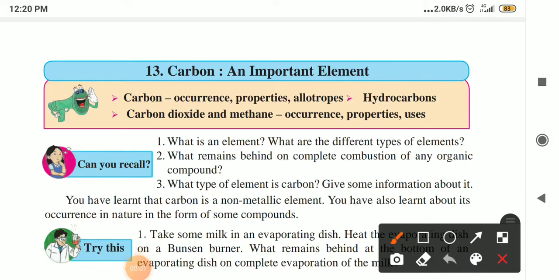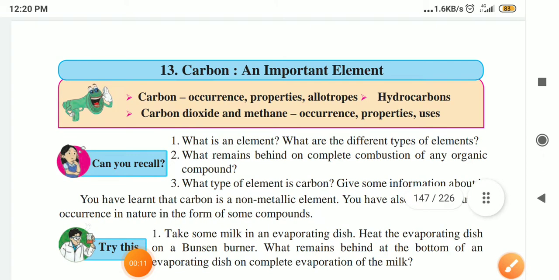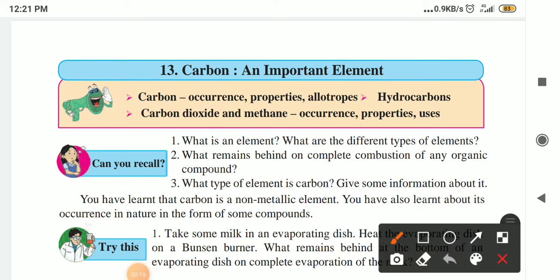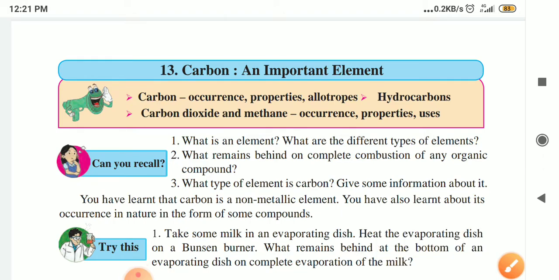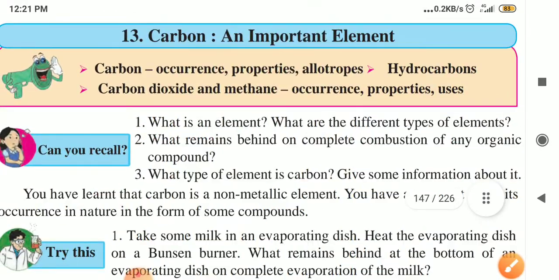Hello students, today we will see lesson number 13, Carbon and its Important Compounds. In this lesson we will see carbon. Carbon is present in the elements which are the products of plants and animals.